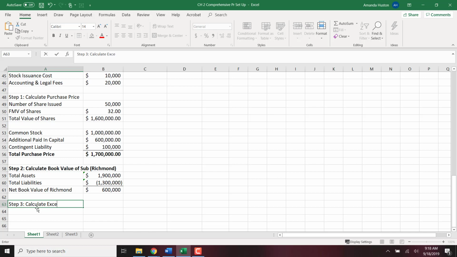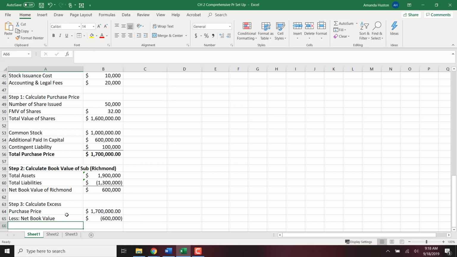Calculate excess. So we take the purchase price, which we already calculated in step 1, less net book value, put a negative sign, and excess, which is excess we paid over book value, is 1.1 million. Okay, so we got that.